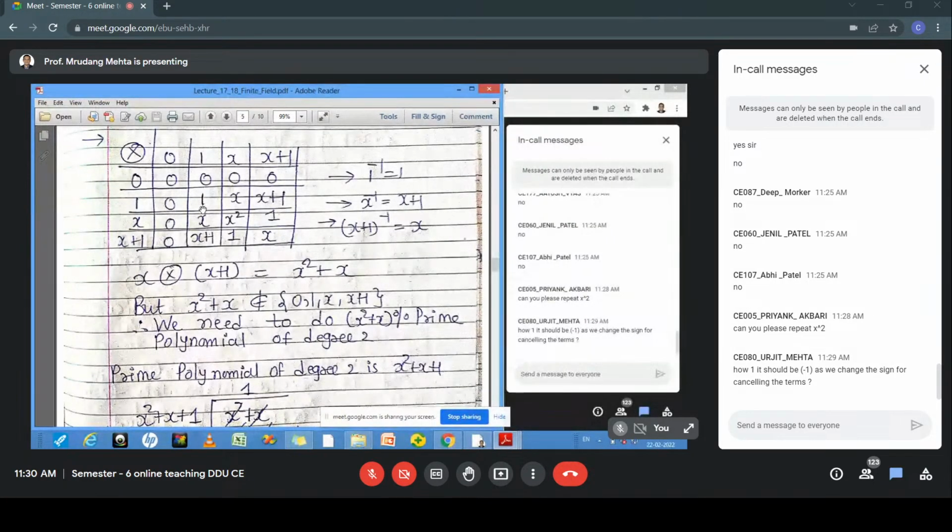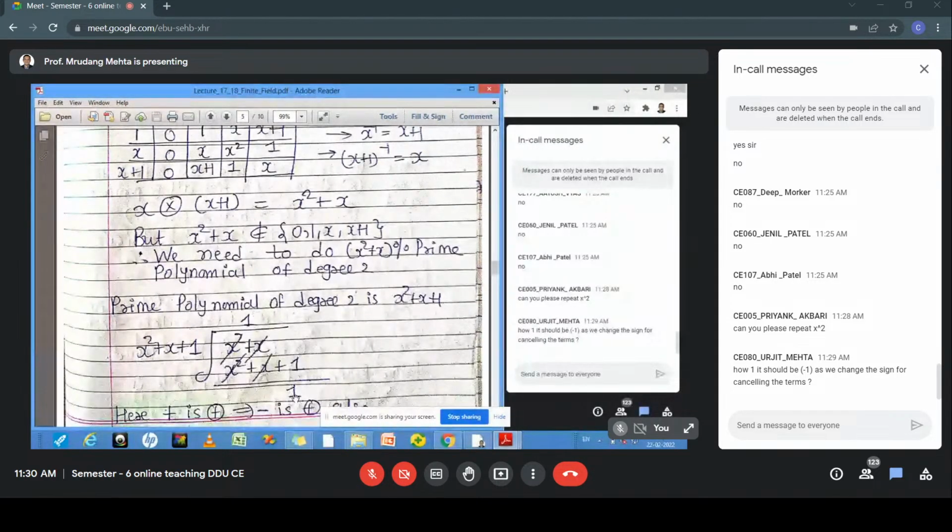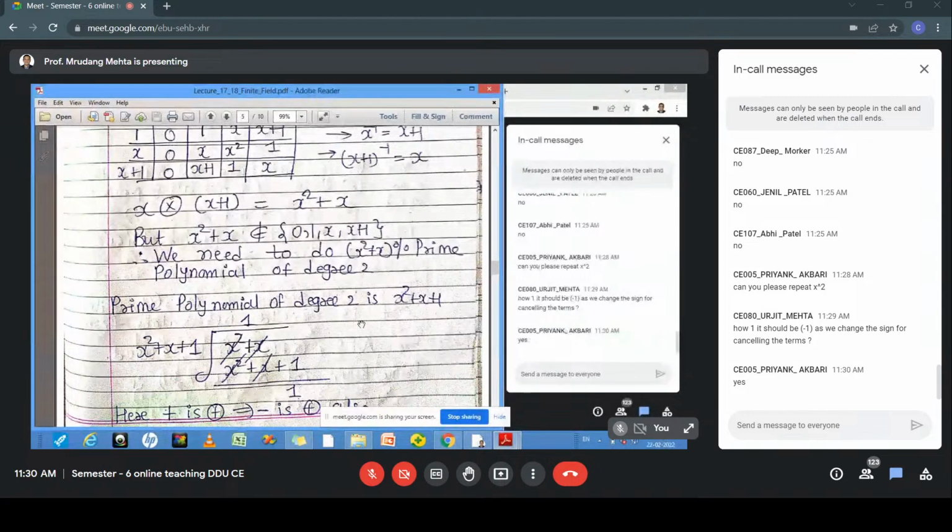Priyank, have you understood this x square plus x, how we have obtained this 1? Similarly here, instead of x square plus x, if we have x square alone, then also x square plus x plus 1, if we keep this, only x square gets cancelled out and what remains is x plus 1. Is that clear, Priyank?